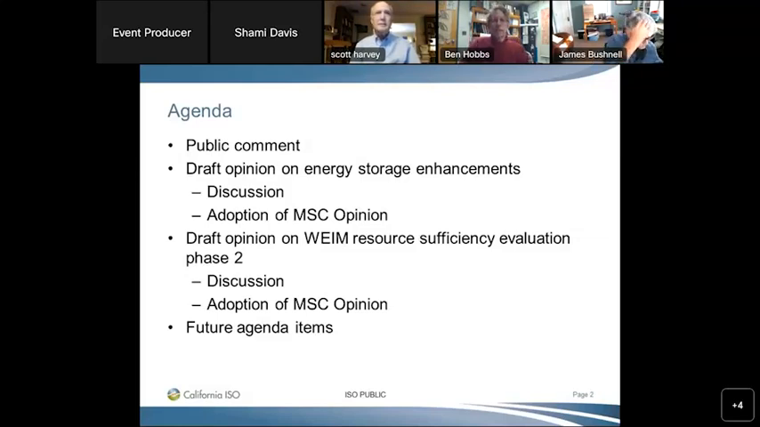The first item that we'll be talking about today is the energy storage enhancements. I will summarize the conclusions of the opinion, and then the other members of the MSC may chime in, and then we'll open up the mic for questions and discussion from those of you who are on the phones, and then eventually we'll get around to considering adoption of the opinion.